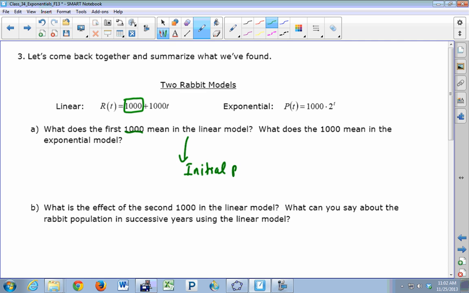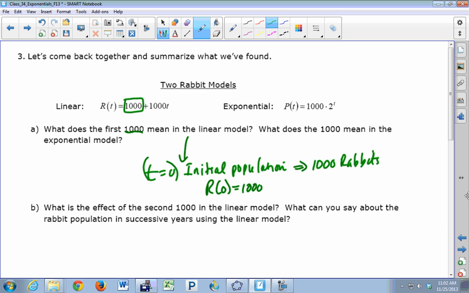The initial population, 1,000 rabbits. Okay. Remember, initial means when time equals 0. When t equals 0, this second term disappears, and we just get r of 0 is 1,000. So the initial population is 1,000. What does the 1,000 mean in the exponential model? What does it mean here? 1,000, the first 1,000. That's a factor, not a term anymore. What does that factor 1,000 mean in the exponential model?